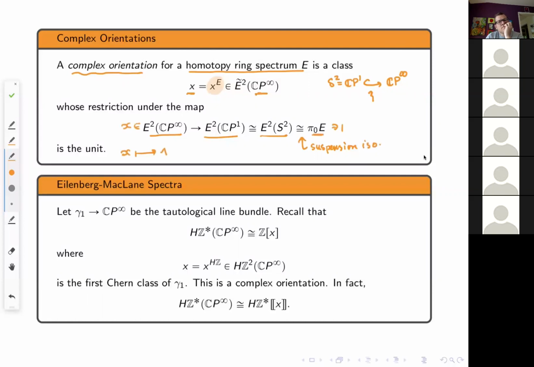So E is complex orientable if there exists an orientation, but today I'm going to talk about complex oriented theories. It means you've chosen one.